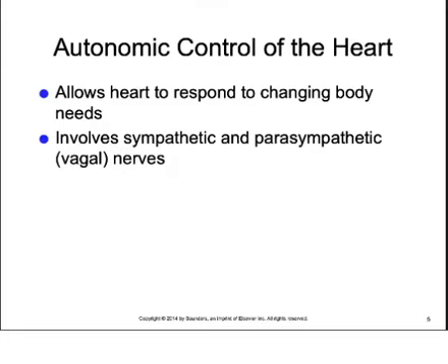So the parasympathetic lead to the heart is the vagus nerve, which is the 10th cranial nerve, and the sympathetic lead to the heart comes from postganglionics that are found in the thoracic spine, okay, whose preganglionic neurons originate from the thoracic spine.